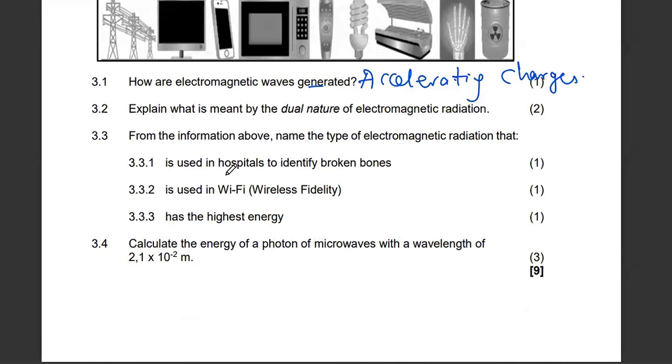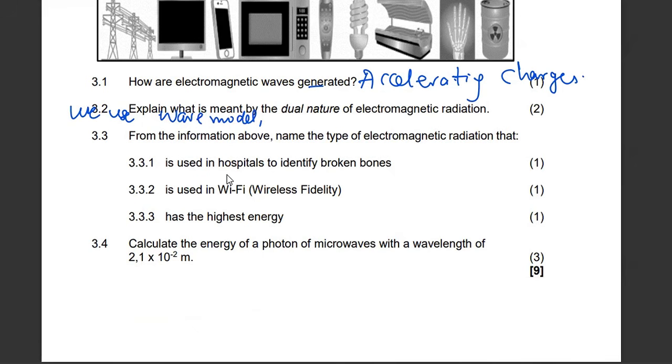And then explain what is meant by the dual nature of the electromagnetic radiation. Okay, so this can be explained. Okay, we use what we call the wave model.